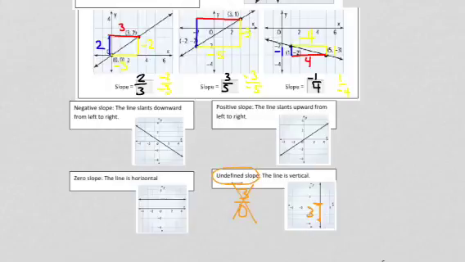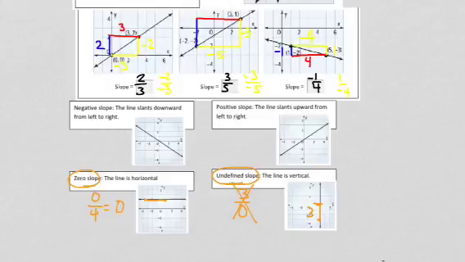Now if you use the same idea over here, if we start at this point and go, let's say, to this point here. So my vertical change, I didn't go up or down at all, so that's a 0. And my horizontal change was about 4. And 0 divided by 4 is 0. So notice that we have the 0 slope.